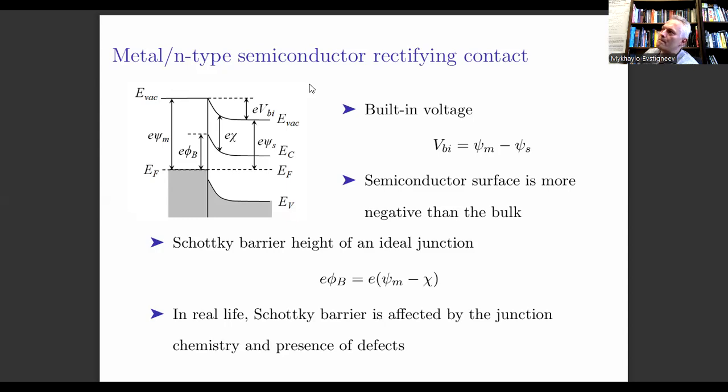And now when you create a contact between the semiconductor and your metal, then the charge neutrality level of the semiconductor becomes aligned with the Fermi energy of the metal.